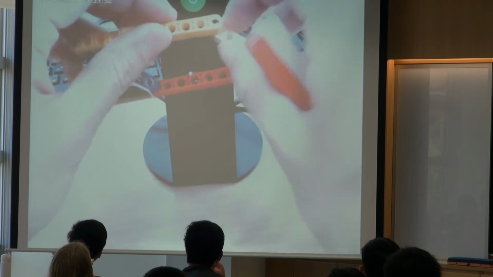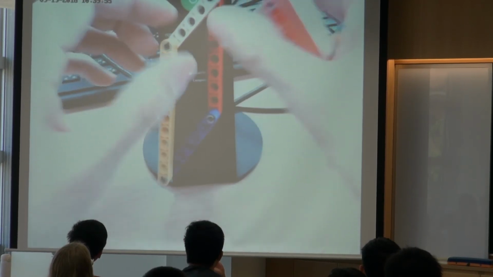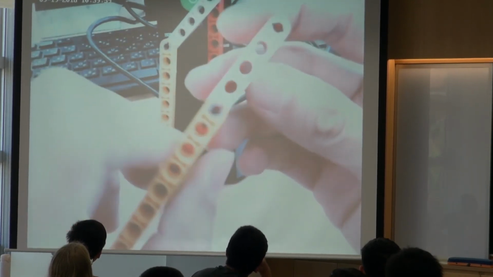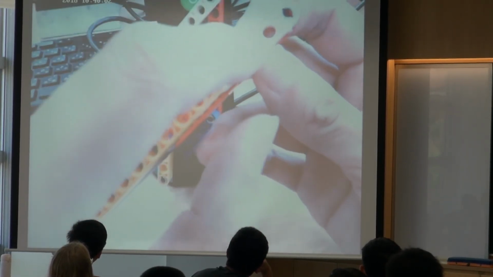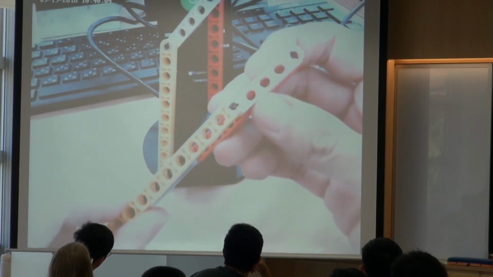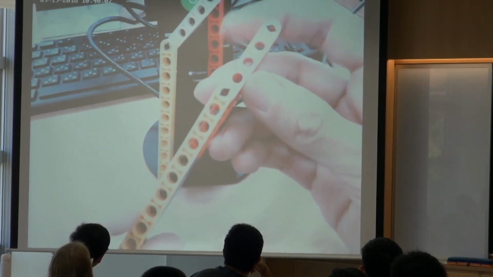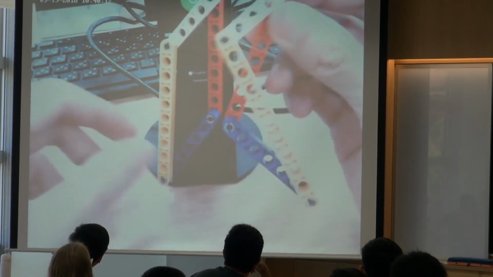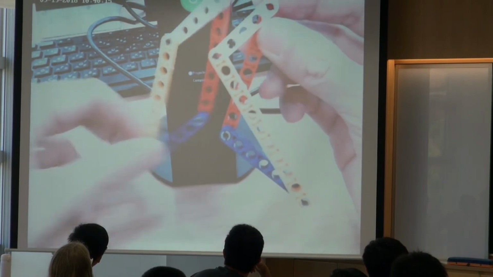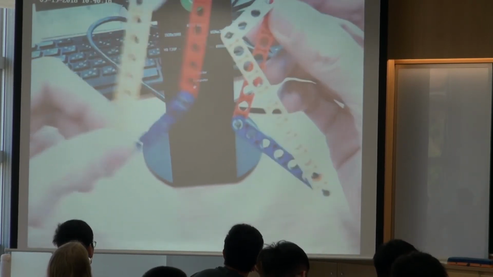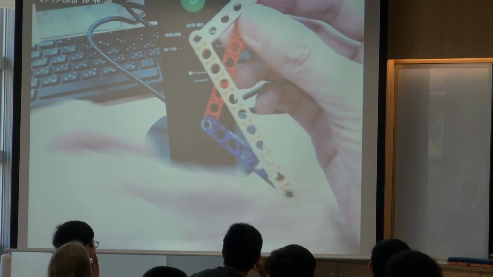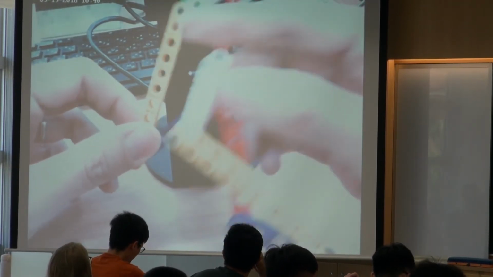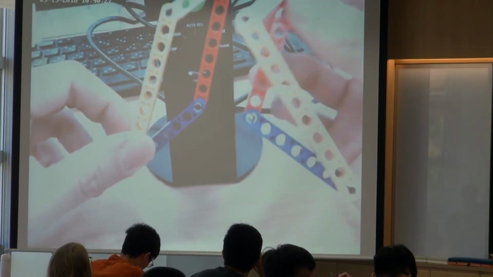I'll try to hold it here. Okay, not so bad. So remember, I rotate the white one clockwise. I'm still doing the clockwise motion this time. But this time, these two mechanisms perform in different ways. You see the difference? This one, the yellow one crosses the red one. But in this one, the yellow one is kind of parallel with the red one.